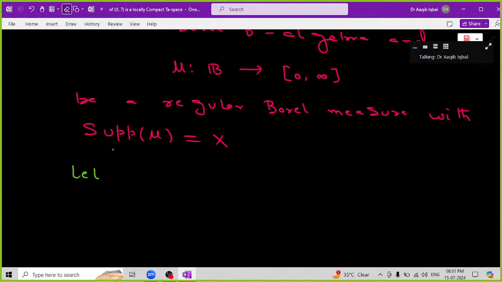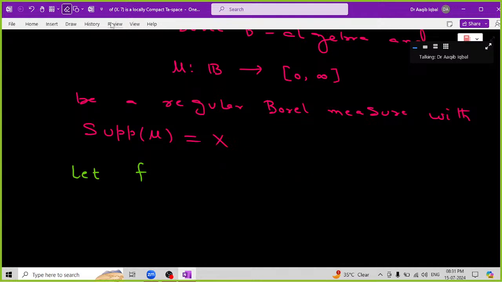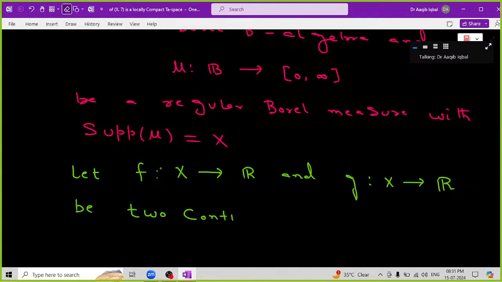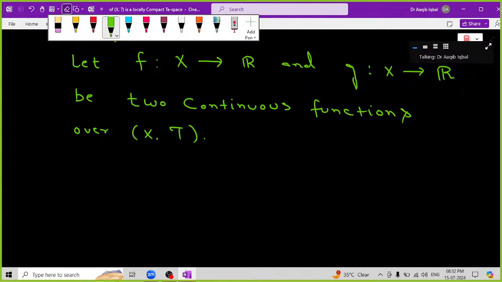इसके बाद आप क्या कीजिए, let f from X into R and g from X into R be two continuous functions over this topological space. They are real valued functions, by the way, over the topological space X star. Okay, ये आप assume कीजिए. Suppose we are assuming that f and g are continuous functions over this topological space.